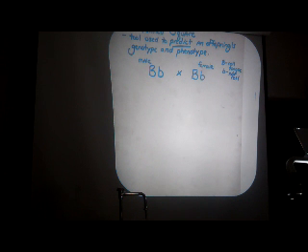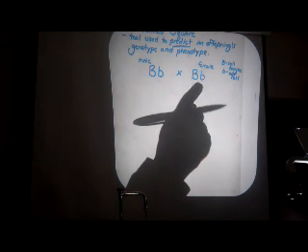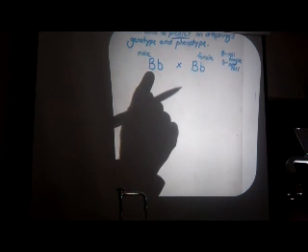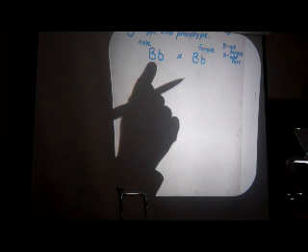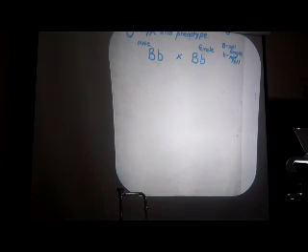But let's say I want to predict. Okay, let's say I know my genotype is this. I know the husband's genotype is this, and I want to figure out what chances my kids have of being able to roll their tongue. 50%. Okay, no.